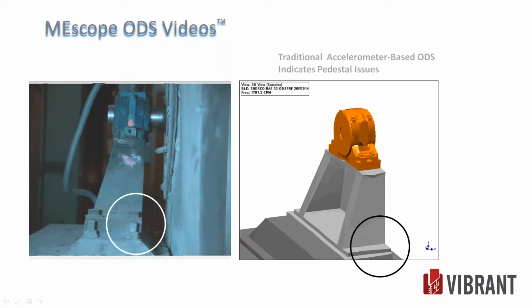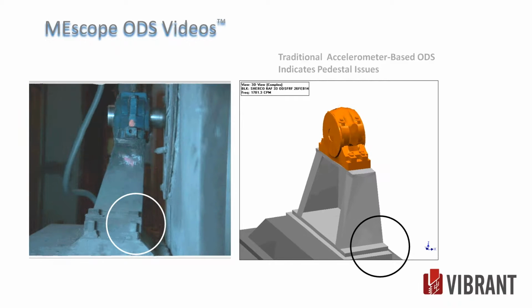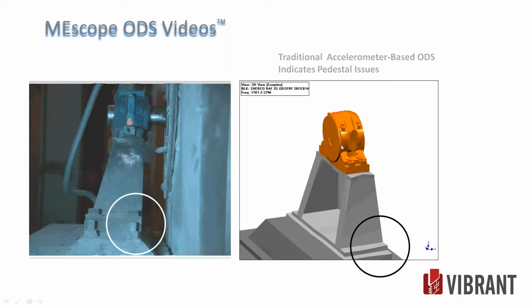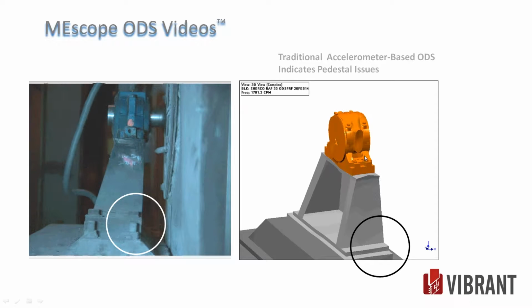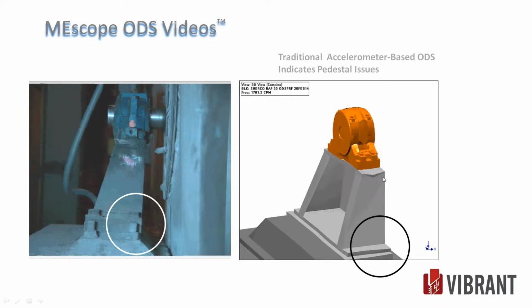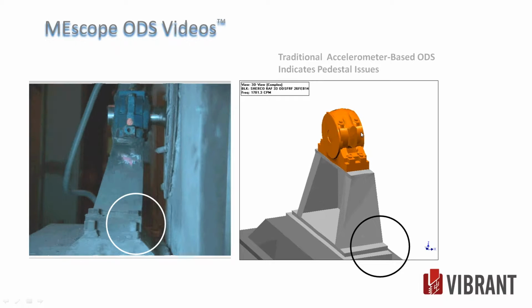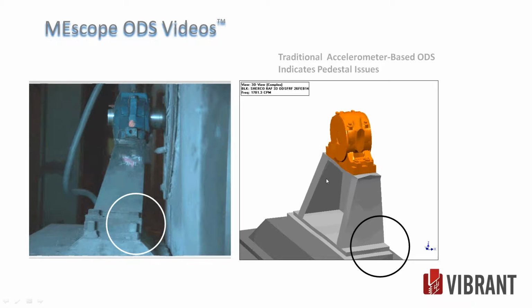We did have a traditional ODS-based, accelerometer-based analysis done. And to tell you the truth, I missed this first. I can see this bearing housing moving, and it's mostly a thrust and a little bit of twist in it. And I'm thinking, well, it's got to be some looseness in this area, but we can never find it.